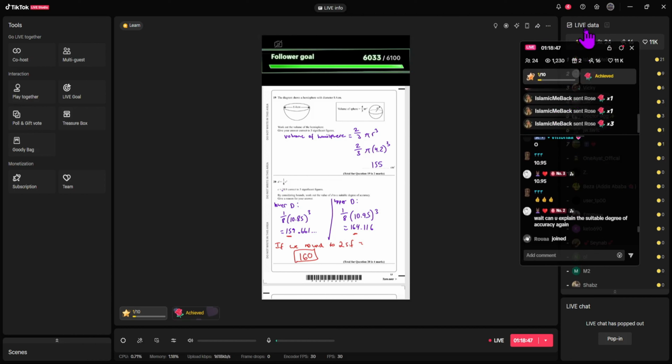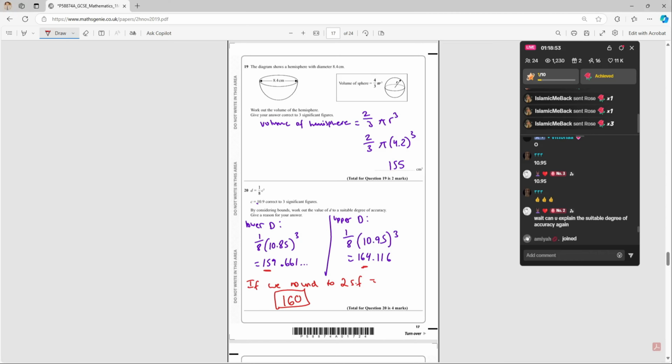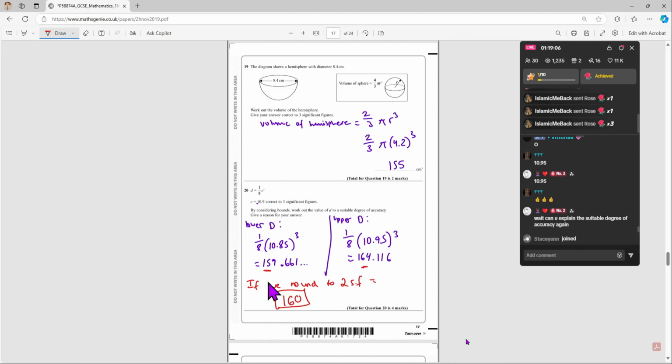The suitable degree of accuracy is, after you work out the lower and upper bound, you have to work out how many significant figures to round to. In this case, you had to round to 2 significant figures, because when you round both to 2 significant figures, you get 160. You have to find which significant figure to round to, so you can make both of them round to the same number. That is what is meant by suitable degree of accuracy.